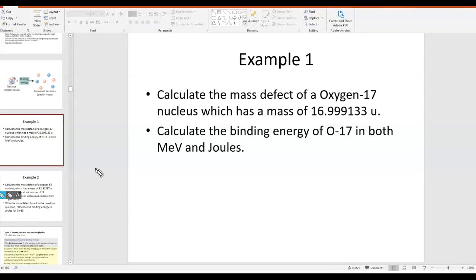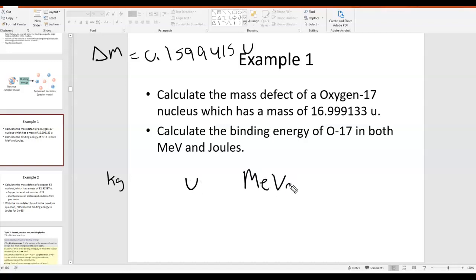Mass defect. I did not mean to erase that, that's fine. I'm just going to write down the answer again. Remember that there's 3 units of mass. Okay, you have the kilogram, you have U, and you have MeV per c squared. Okay, those are the 3 units of mass we talked about.